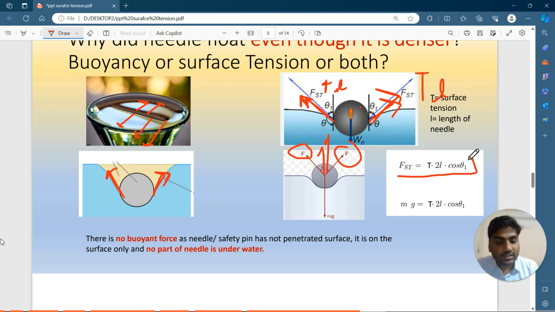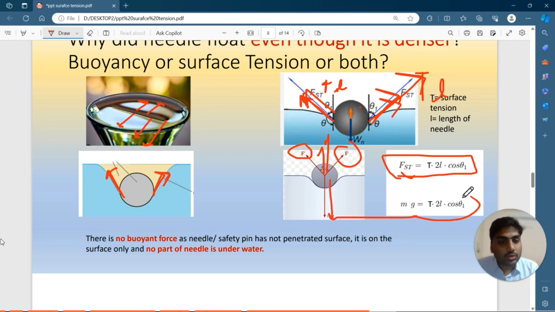So the surface tension force, the component balancing mg, is T into 2L cos theta. The component of one force is TL cos theta, and for both forces it is 2TL cos theta. And it will balance out mg. So mg is equal to 2TL cos theta. This force is responsible for the floating of this needle above the water surface.